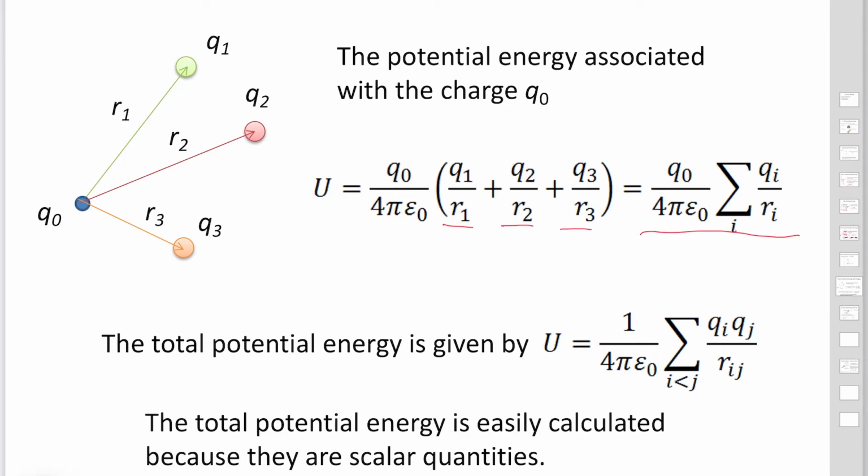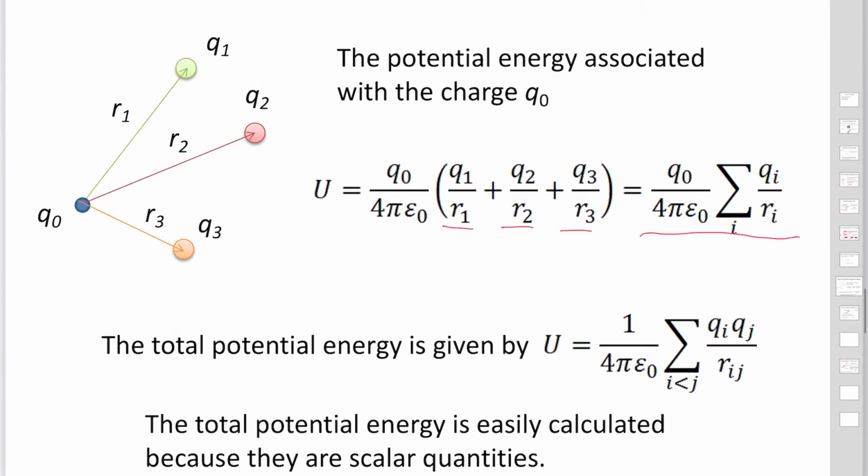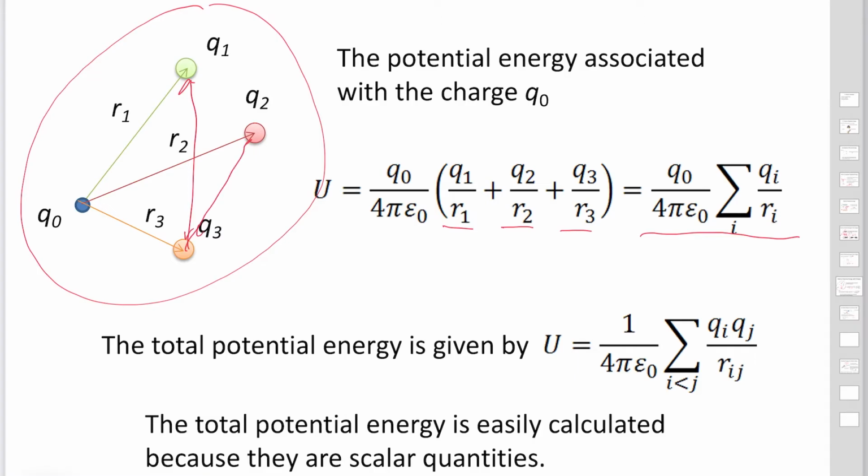So even if we consider the total potential energy of these systems, in this case you need to consider the potential energy between q sub 1 and q sub 3, q sub 2 and q sub 3, and q sub 1 and q sub 2. We can easily calculate by summing up each term expressed here.